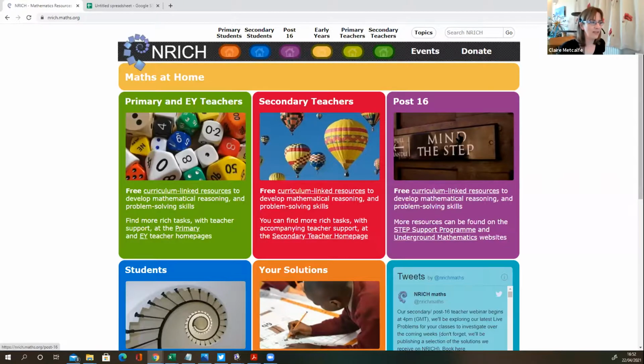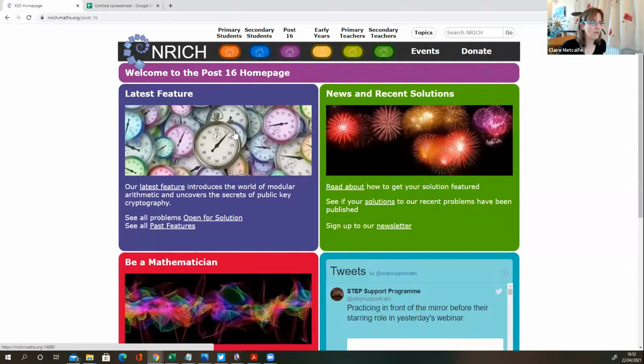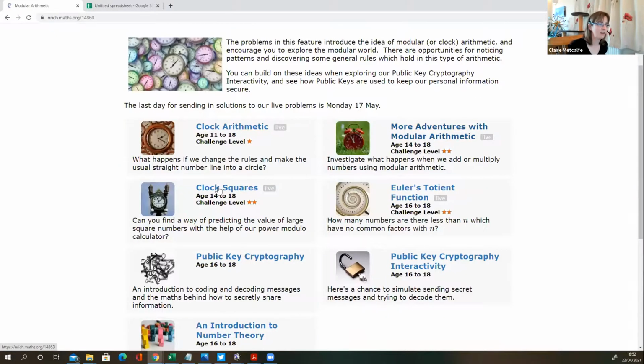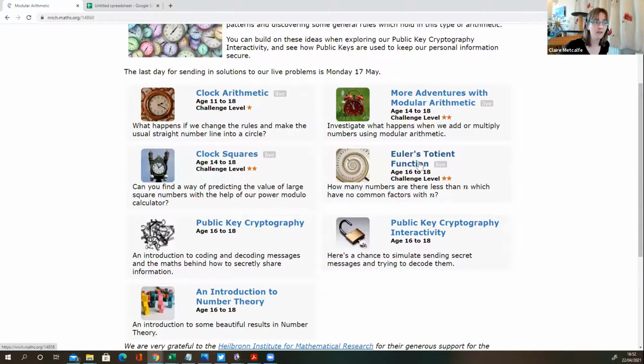Okay, so navigating to the post-16 feature, we've got clock arithmetic, more adventures with modular arithmetic, clock squares, something called Euler's totient function. Euler's totient function is used within the public key cryptography article. So we've written a little problem where students can explore it, and it's all to do with coprimes. So just to explain, I won't go into this, but Euler's totient function is the number of numbers which are co-prime to what's in here.